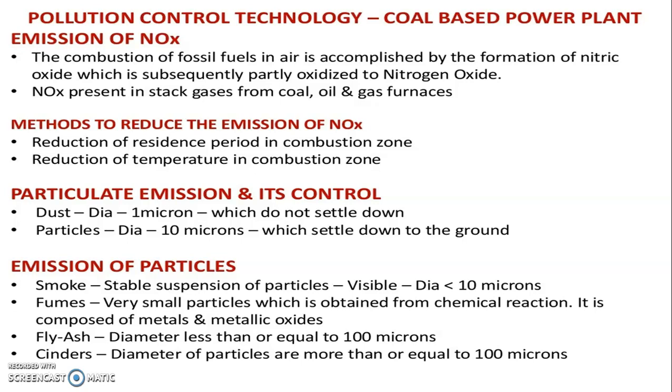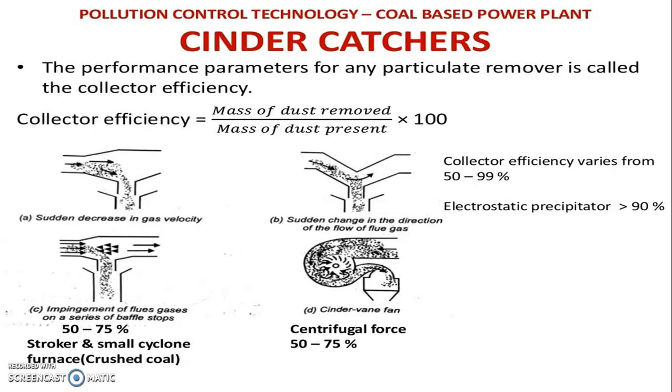Then the next emission particle is fly ash, with diameter less than or equal to 100 microns. The last one is cinders, with particle diameters more than or equal to 100 microns. Next, cinder catchers. The performance parameter for any particulate remover is called the collector efficiency, which is the ratio between the mass of dust removed and the mass of dust present, calculated in percentage.